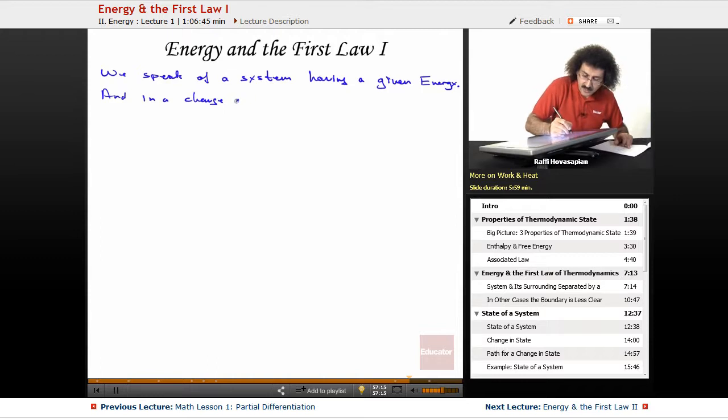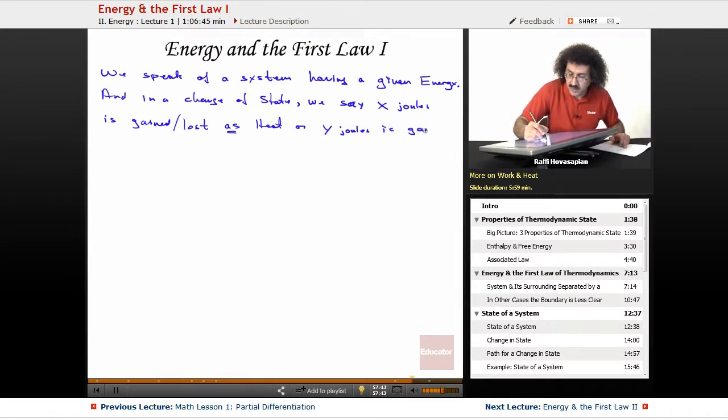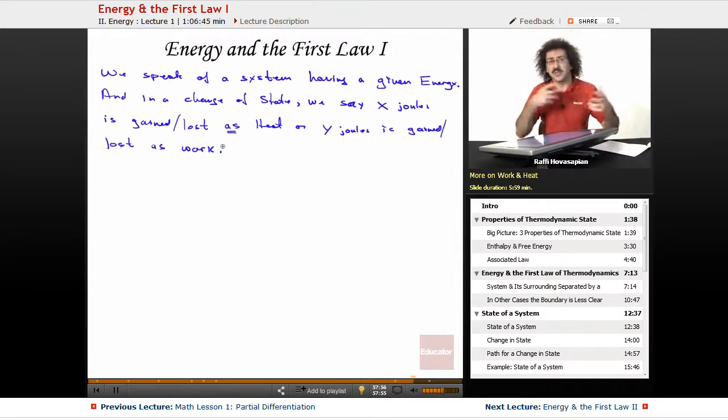And in a change of state, if a change of state takes place, we say X joules is gained or lost as heat, or Y joules is gained or lost as work. Now, when we actually start talking about this, generally doing the problems and things like that, we're going to be a little more loose with the language. We're going to say X joules of heat has flowed. Y joules of work has flowed. They are things, but they are processes by which energy is transferred.